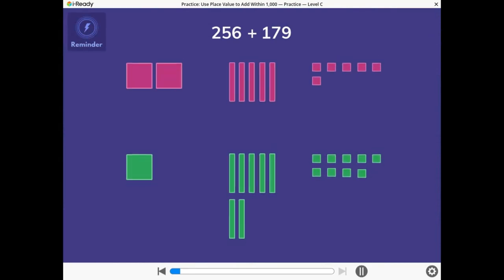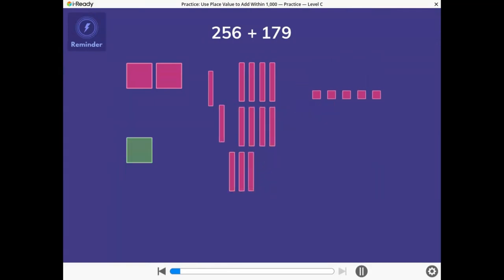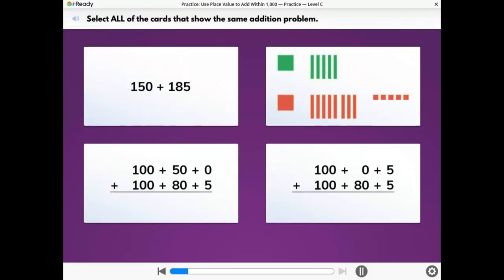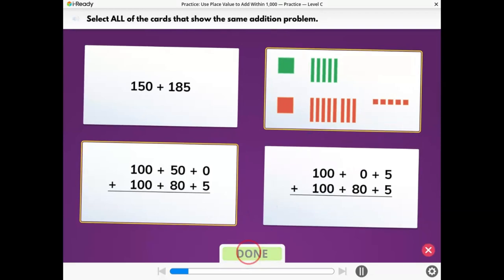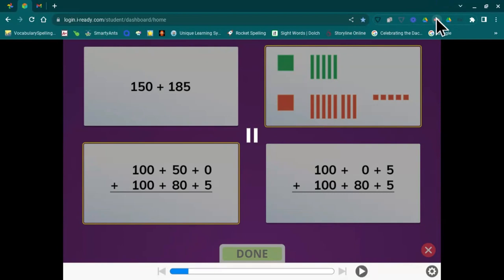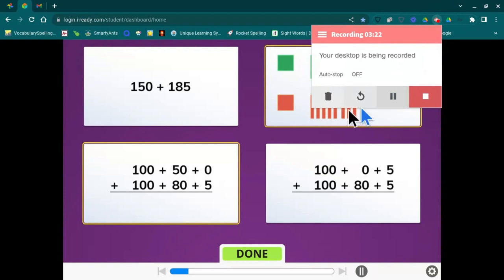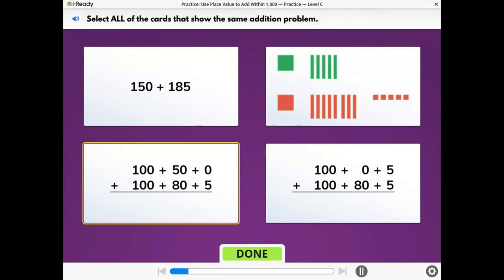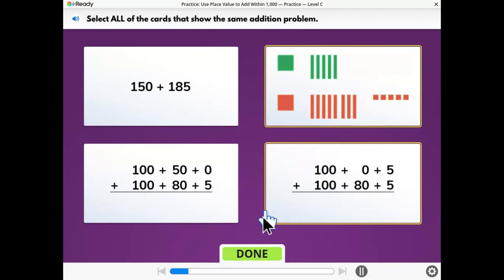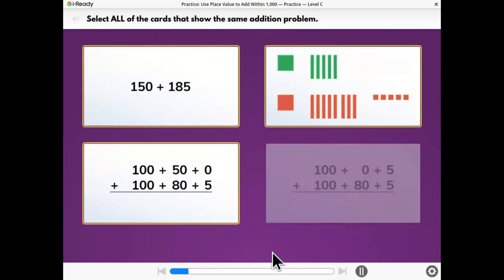Remember, to add, you can break apart numbers by place value. Then combine the ones, tens, and hundreds. Select all of the cards that show the same addition problem. These cards all show the same addition problem.